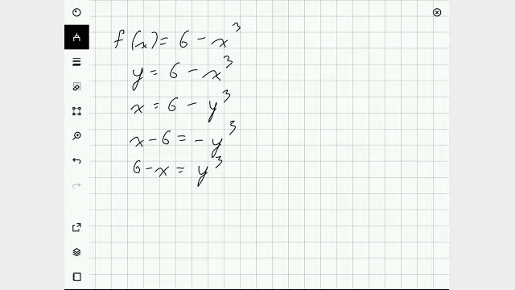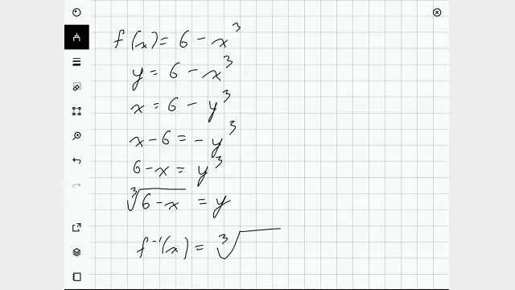I'll subtract 6 from both sides of the equation, and then because I have that negative there with the y cubed still, I'll multiply both sides of the equation by -1, which changes the order of subtraction. Then to get y by itself, I'll take the cube root to get this expression. My inverse function is simply the cube root of 6 minus x.